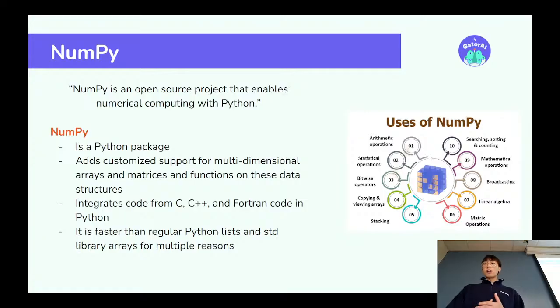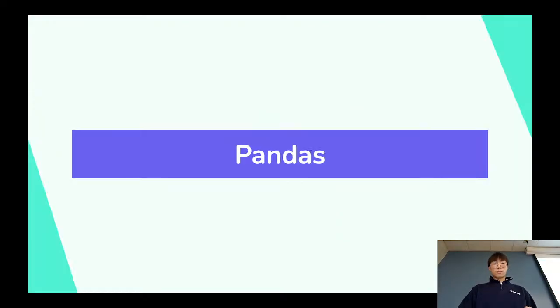And we can see on the right-hand side here some of the use cases of NumPy, right? A lot of statistical and arithmetic operations, and there's a lot of other different things that we'll be going over in our code demo. And NumPy is really just used in a lot of scientific computing where you really need to be analyzing data extremely quickly. So next we'll be talking about Pandas.